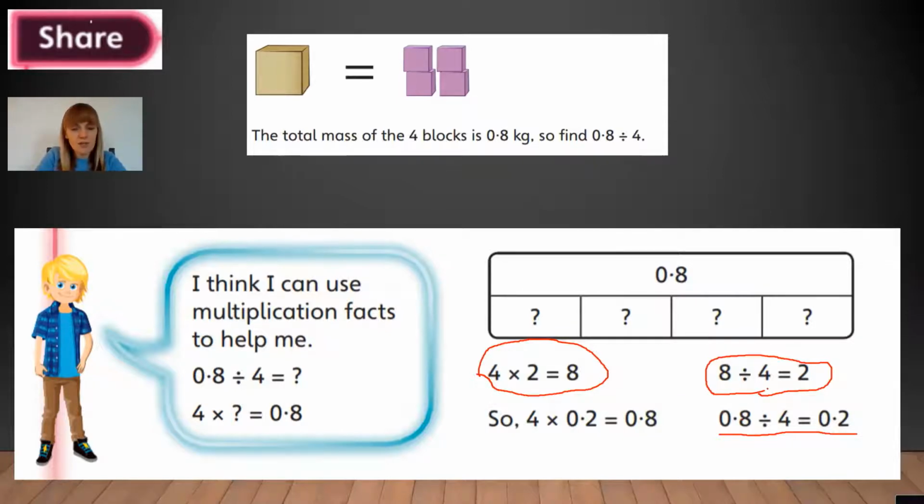So if we know that 8 divided by 4 is 2, then 0.8 divided by 4 must be 0.2, because 0.8 is 10 times smaller than 8. Therefore, our answer needs to be 10 times smaller than 2. I quite like this bar model because it shows the total amount of 0.8. If I put 0.2 in each of the 4 boxes because we've divided by 4, and I add them together or multiply them by 4, I'm going to get the same answer of 0.8. So bar models can really help you to visualize what's going on and whether your answer makes sense.